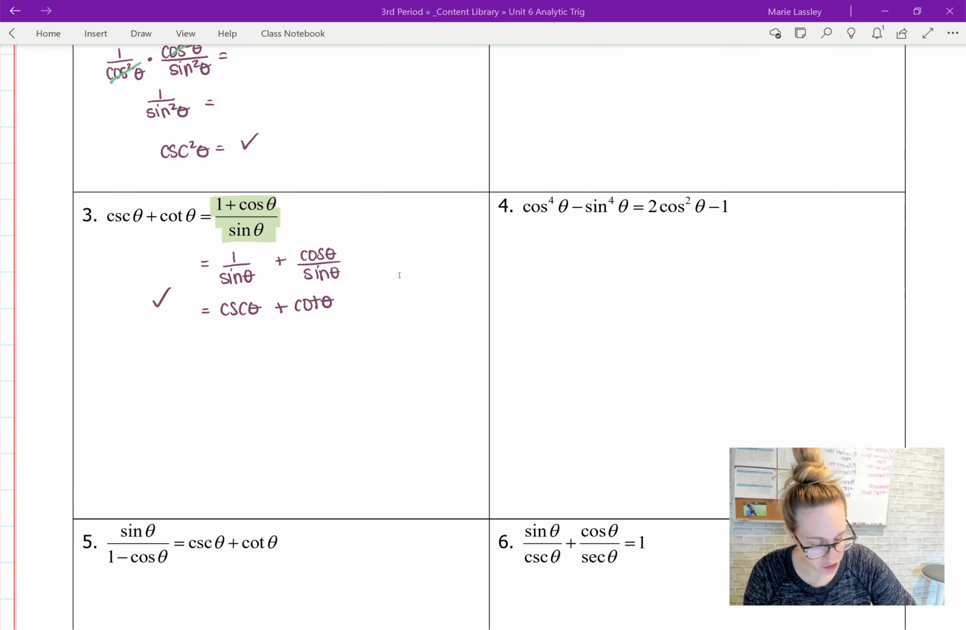This one I am going to choose to do the left-hand side because being raised to the power of 4 is larger than being raised to the power of 2. So this one looks like it does have more that I can do with it. All right, so the first thing I notice is that I have something to the 4th minus something to the 4th. This can be factored using difference of perfect squares. So I'm going to factor. This becomes cosine squared minus sine squared times cosine squared plus sine squared.